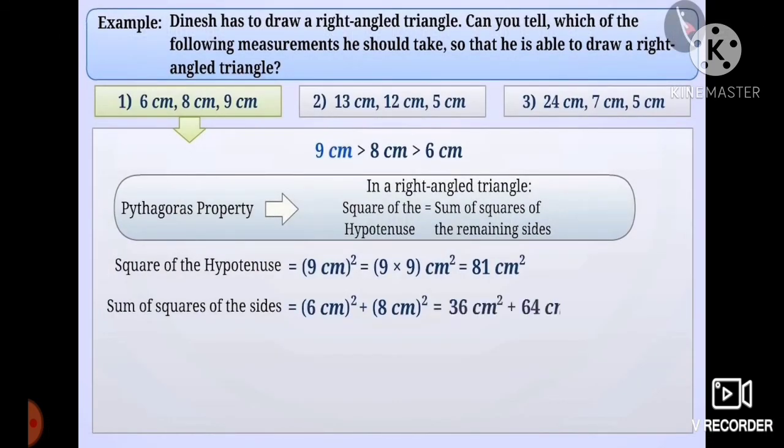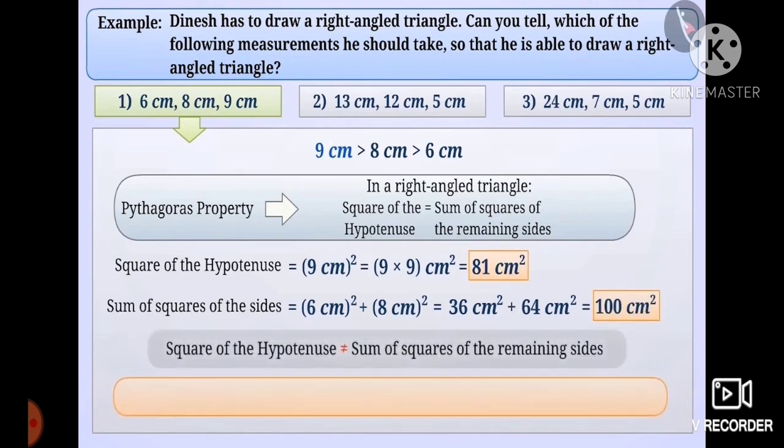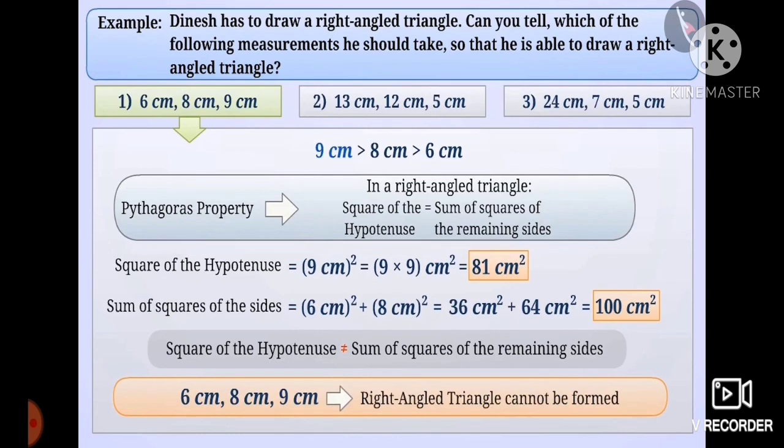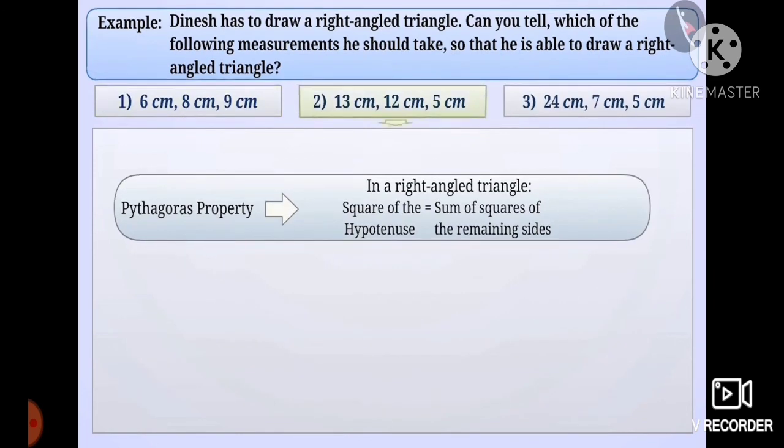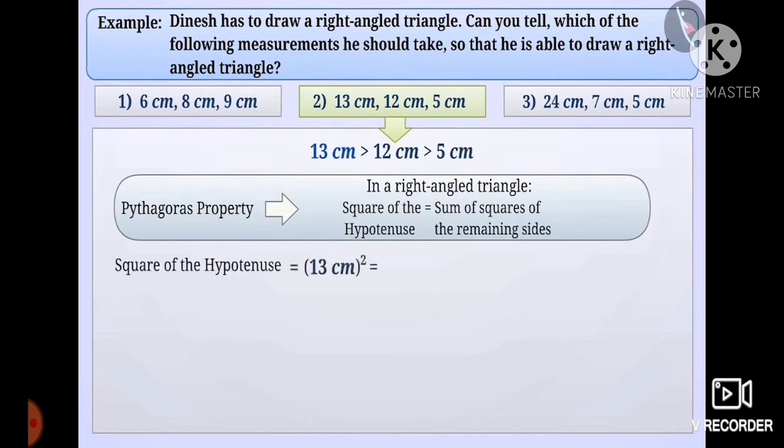6 sixes are 36, 8 eights are 64, 64 plus 36 is 100 centimeter square. Now the square of the hypotenuse is not equal to the sum of squares of the remaining sides for the first problem. So we cannot form a right angle triangle using those lengths. While drawing a right angle triangle, the hypotenuse is always the greatest length compared to the remaining sides.